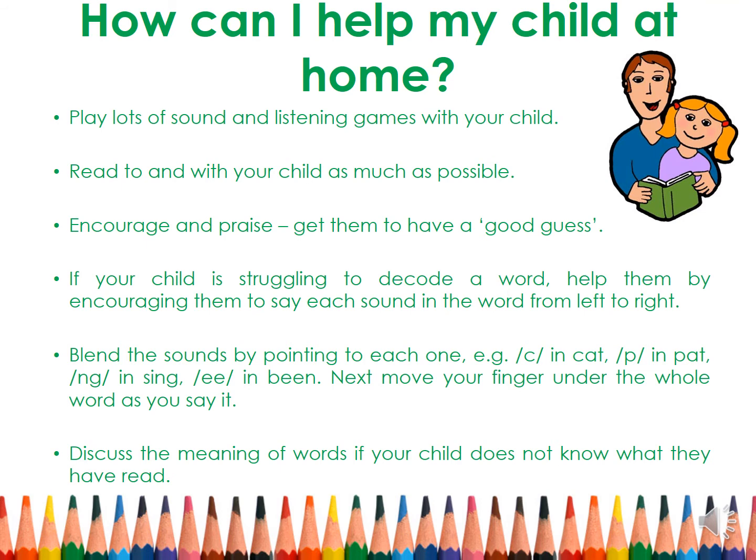So how can you help your child at home? Play lots of sound and listening games with your child. Read to and with your child as much as possible and discuss unfamiliar vocabulary. Encourage and praise, get them to have a really good guess. If your child is struggling to decode a word, help them by encouraging them to say each sound in the word from left to right. Blend the sounds by pointing to each one. For example, k in cat, p in pat, ng in sing, ea in bean. Next, move your finger under the word as you say it. Discuss the meaning of words if your child doesn't know what they have read.